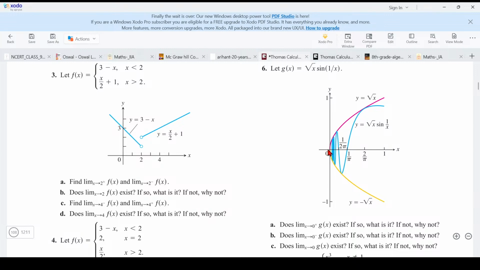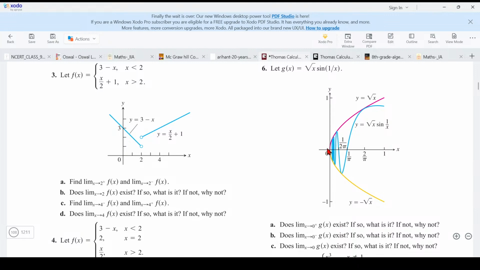And we know the limits of these two when x approaches 0 from the right hand side. And we definitely know the blue one is the middle one, so it will always lie between these two. That's why we can say the 0 plus limit exists, and that limit should be equal to 1.